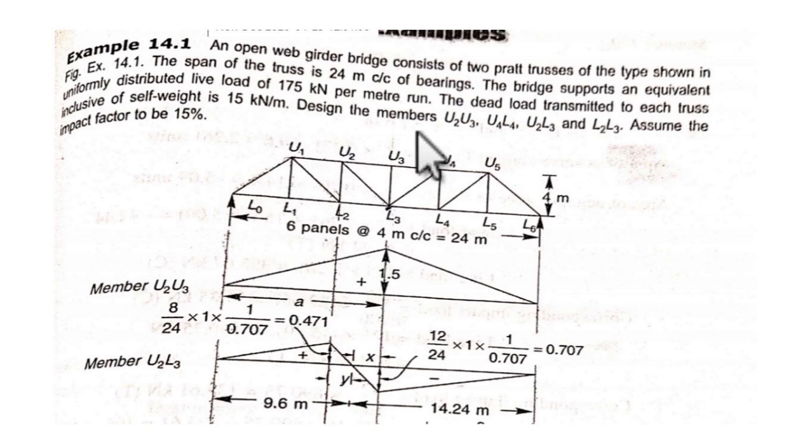What you have to do is design the members U2 U3. So this is U2 U3, a top chord member. U4 L4, this is a vertical member. U2 L3, this is a diagonal member. And L2 L3 is a bottom chord member. So you have four different kinds of members: a top chord member, bottom chord member, diagonal member, and vertical member. For these four members, you have to design the bridge. Assume impact factor to be 15%.